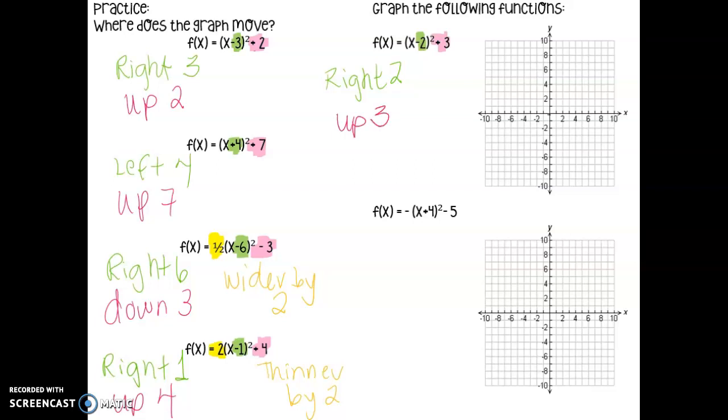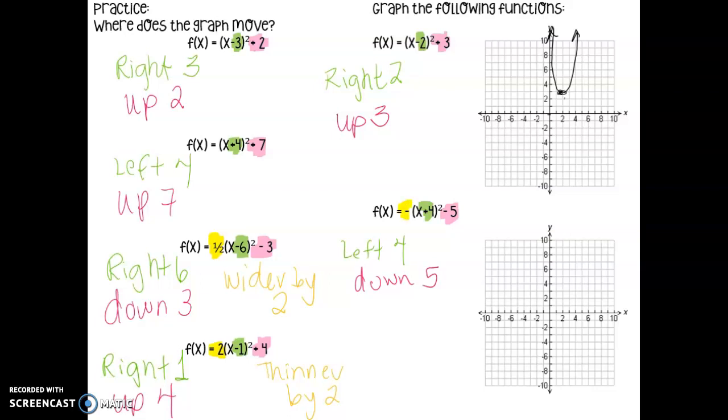So again, we won't start at (0, 0). We're going to move right 2 and up 3. That is our new vertex. So our quadratic function will look like this. In the second one, my h value is positive 4, so I'm going to be moving left 4. My k value is negative 5, so I'm going to be moving down 5.